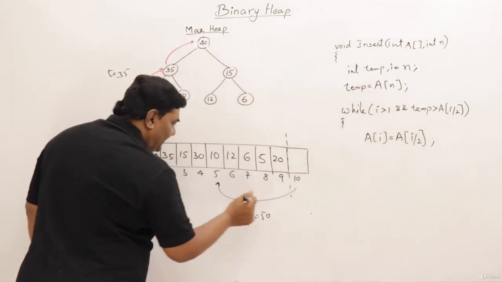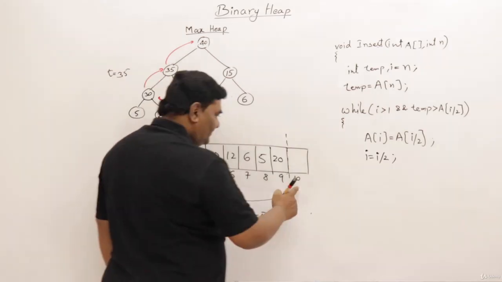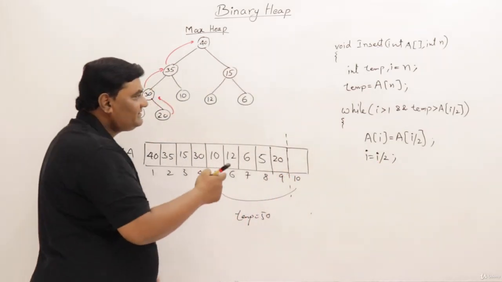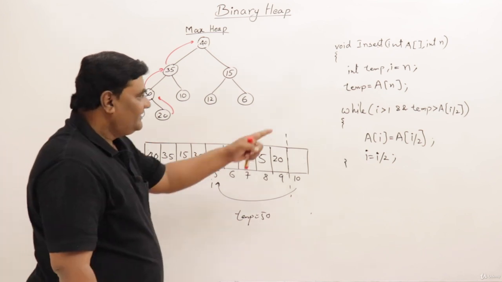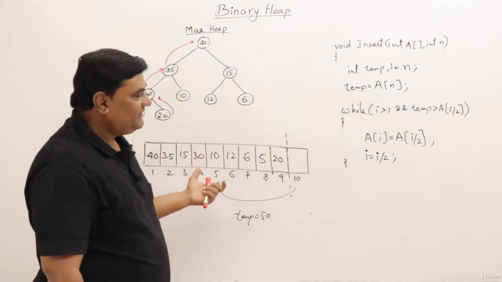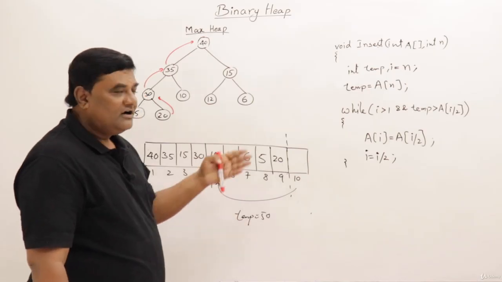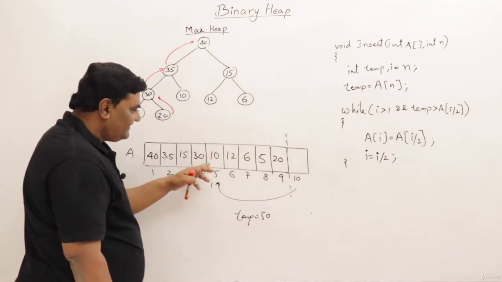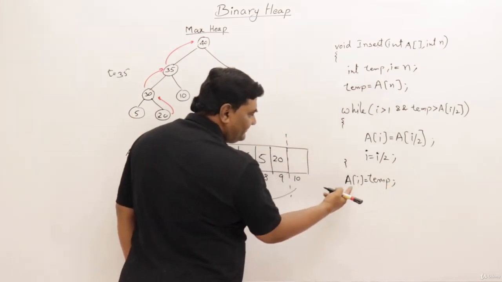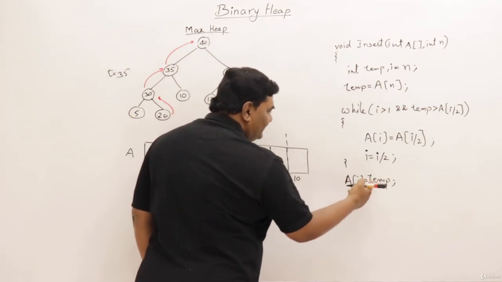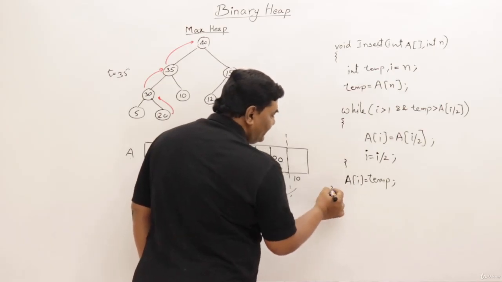Then bring I here at this place. So I assign I by 2 will bring it here. That same procedure is repeated. When the while loop stops, either you have a value that is greater than temp or I has reached 1. Then copy this temp wherever I is pointing. The value in the temporary variable, that is the new element that we are inserting, is copied at A of I. That's all.